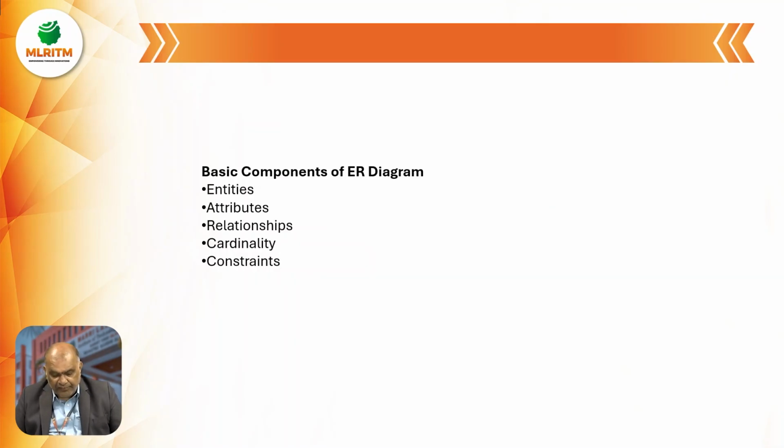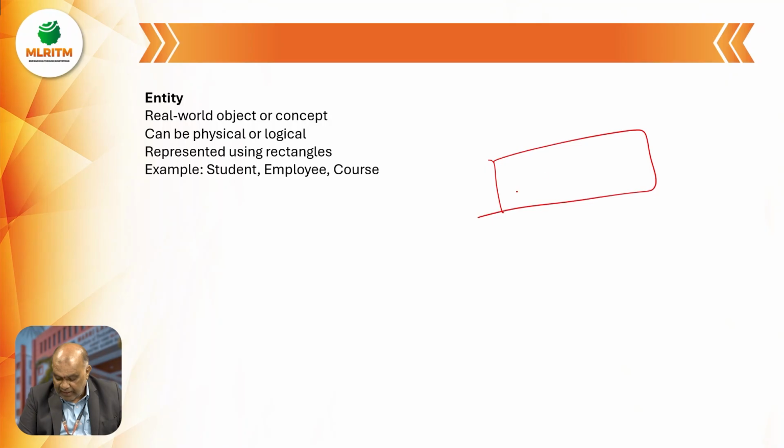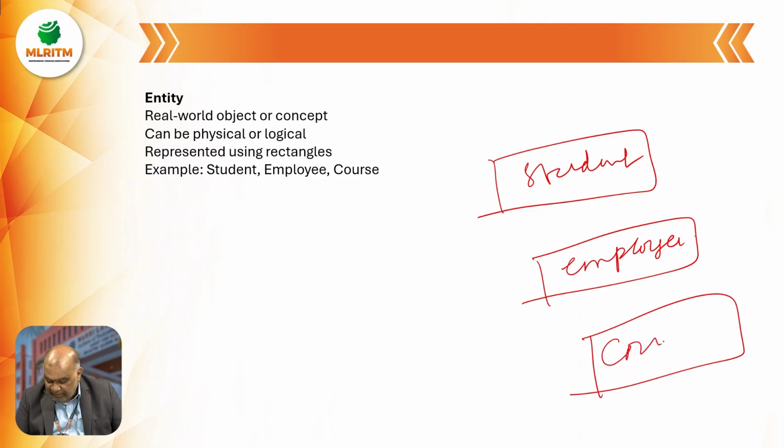So the basic components of the ER diagram are entities, attributes, relationship, cardinality, constraints. We'll discuss one by one. So what is an entity? An entity is a real world object. So I am taking one entity which is called the student. Student is a real world entity. The next one is employee. Employee is a real world entity. They are represented by a rectangle. We also have one more entity, which is called a course. So these are all different entities that we are going to have in our particular discussion.